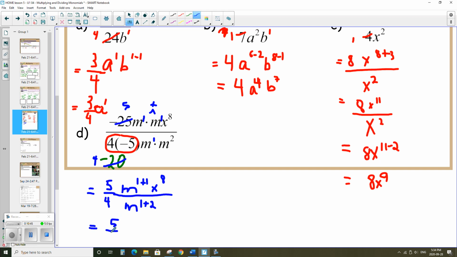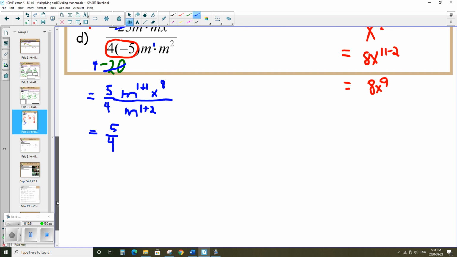Okay, 5 over 4. And what do I have at the top? I have m squared, x to the 8. And then at the bottom, just extend this, would be m cubed. Okay, so one more step. We're dividing here, so I'm going to subtract the exponents.